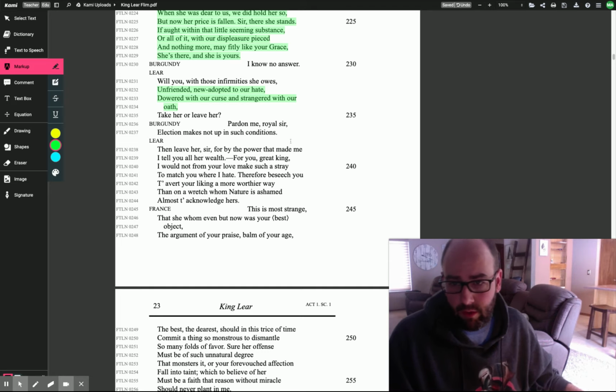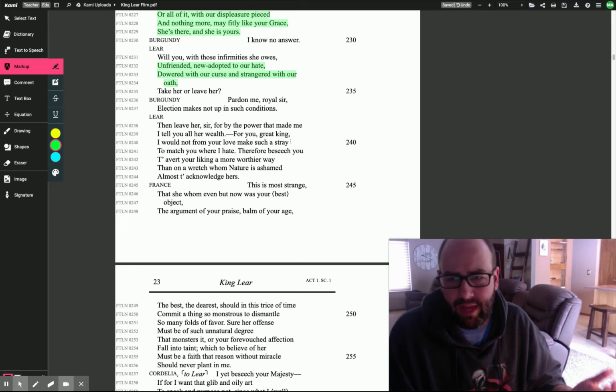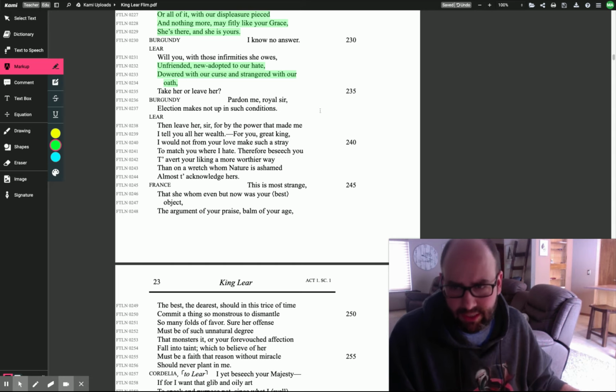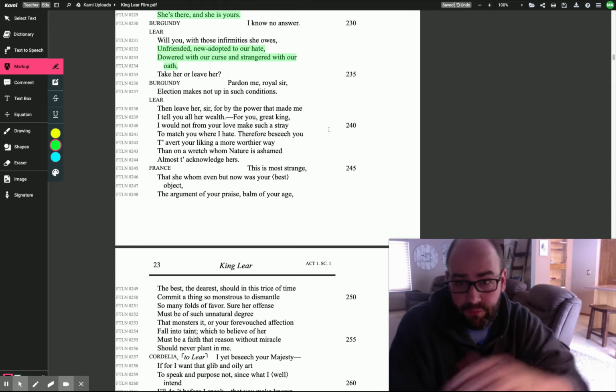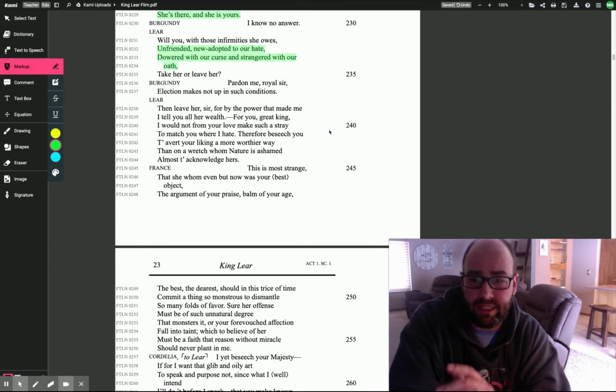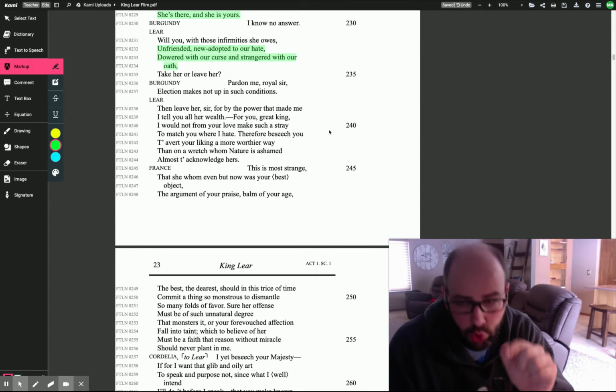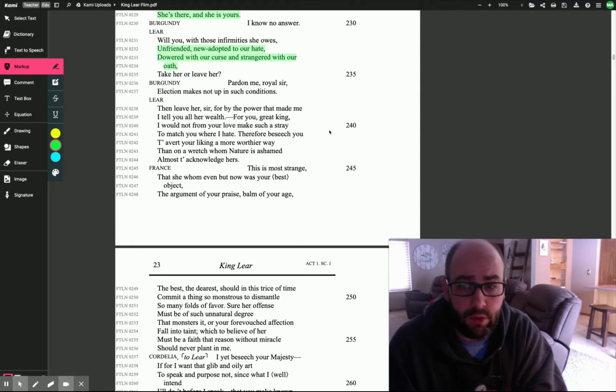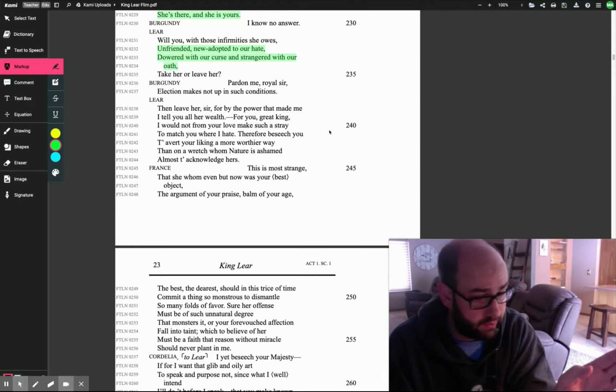Never will she have it. Pardon me, royal sir, election makes not up such conditions. Then leave her, sir, for by the power that made me, I tell you all her wealth. For you, great king, I would not from your love make such a stray. So he turns to the king of France.